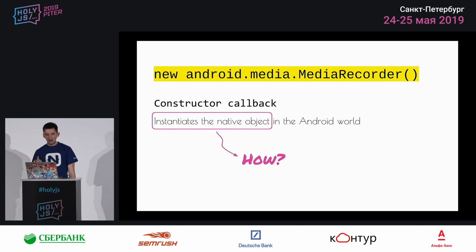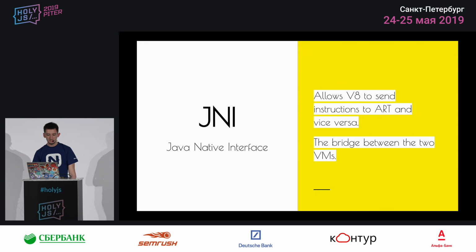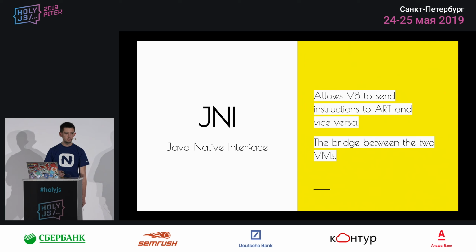But how do we do that? Well, we use JNI. JNI is a foreign function interface framework used in both the JVMs and the Android runtime. What it does is provide access to C++ from Java and, vice versa, access to Java from C++. And in NativeScript, it could be thought of as the bridge between V8 C++ and ART or Dalvik Java code.